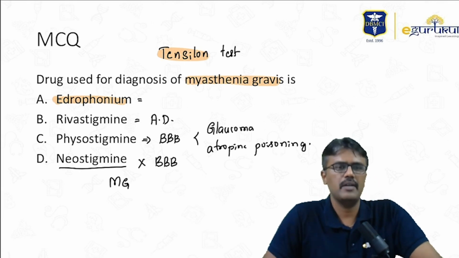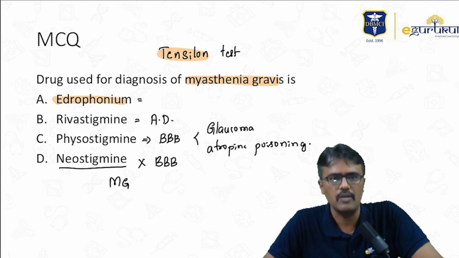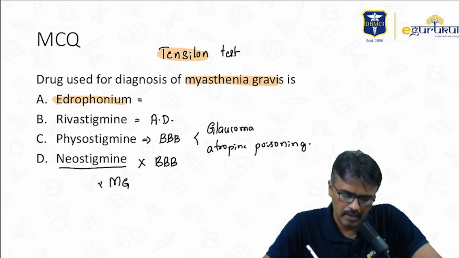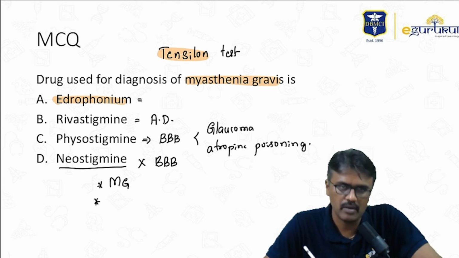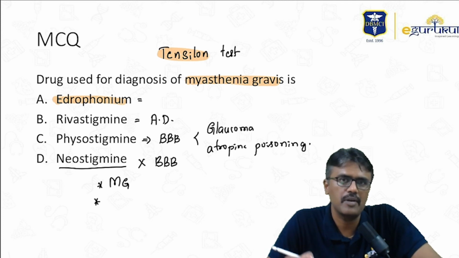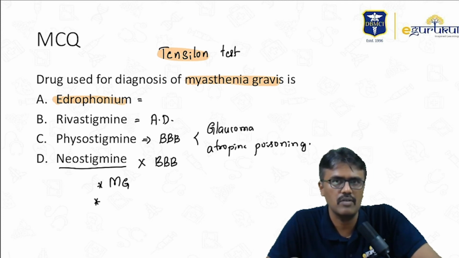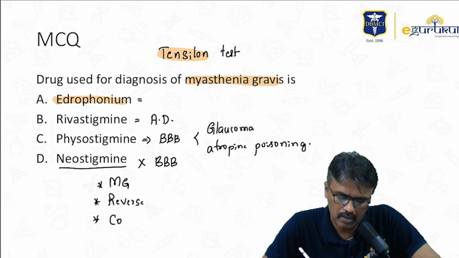Okay, so let me continue here. Neostigmine is used in myasthenia gravis, and it is also used to reverse the skeletal muscle relaxants, which are called non-depolarizing neuromuscular blockers. If they are used during surgery, then to reverse that, to reverse neuromuscular blockade, we use neostigmine. And neostigmine is also used in cobra bite, right?